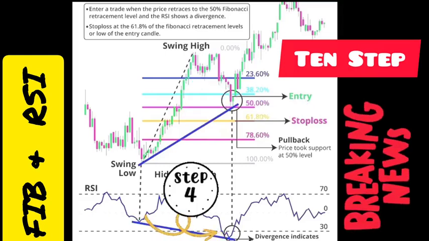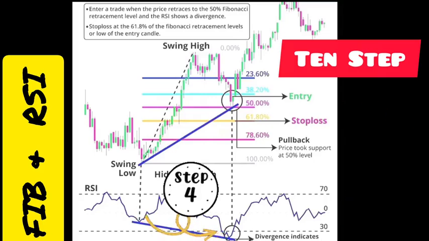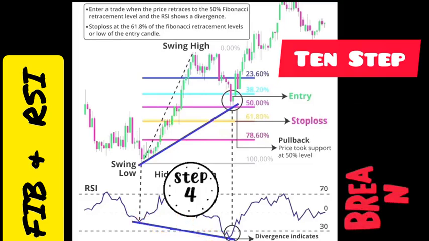Step 4. Check RSI for hidden bullish divergence. Open your RSI indicator. Use the 14-period setting. Look for hidden bullish divergence. This means price forms a higher low, RSI forms a lower low. This signals weakening bearish momentum.